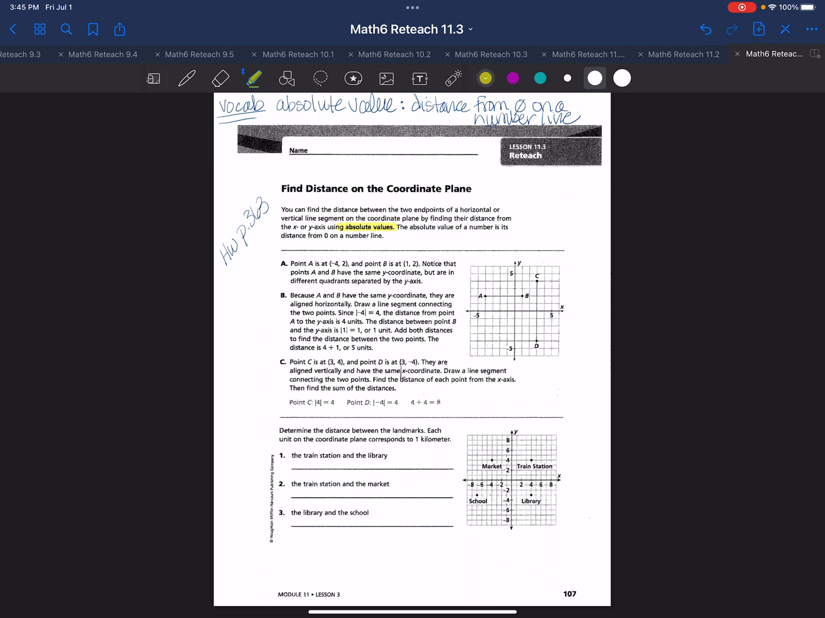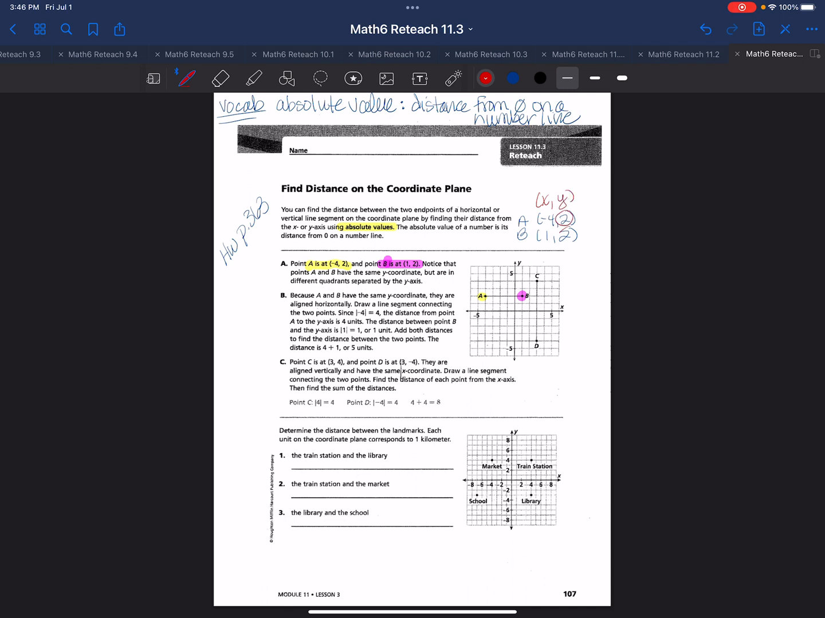It says point A, and then we have point B. So point B is here, and point A is right there. So point A has the coordinates -4 and 2. And then B has the coordinates of 1 and 2. Notice that points A and B have the same y coordinates. So remember, when we write our ordered pairs, the first term is x, the second term is y.